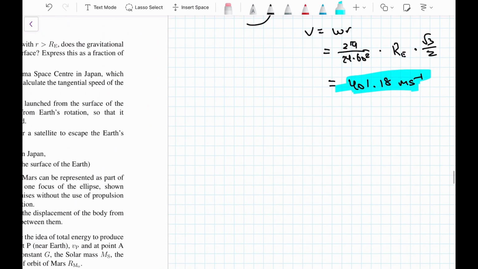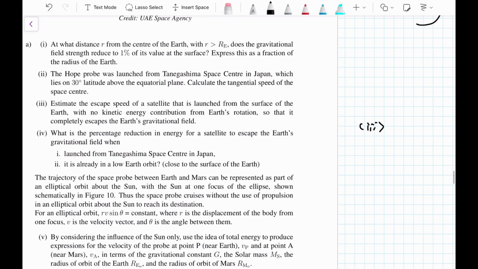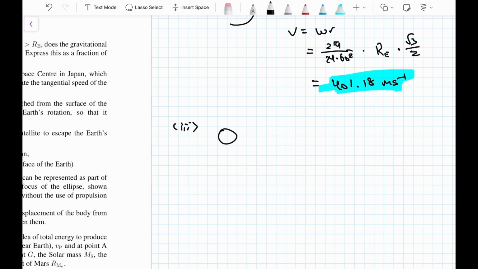Now let's see the third part. It says estimate the escape speed of a satellite that is launched from the surface of the Earth with no kinetic energy contribution from Earth's rotation, so that it completely escapes the Earth's gravitational field. So the escape speed, the idea is this. We have Earth over here, and we want to escape it, meaning we have to go infinitely far away from the Earth in order to escape its gravitational field.